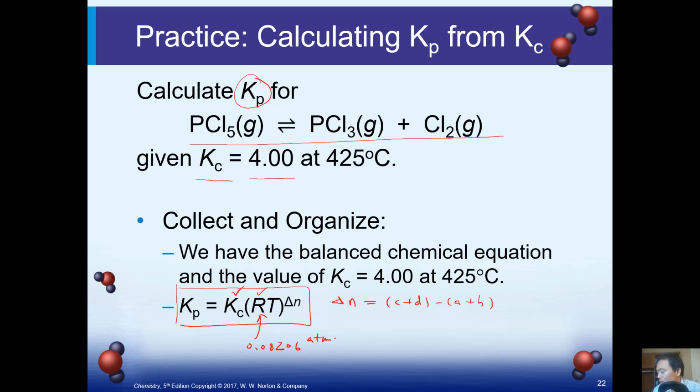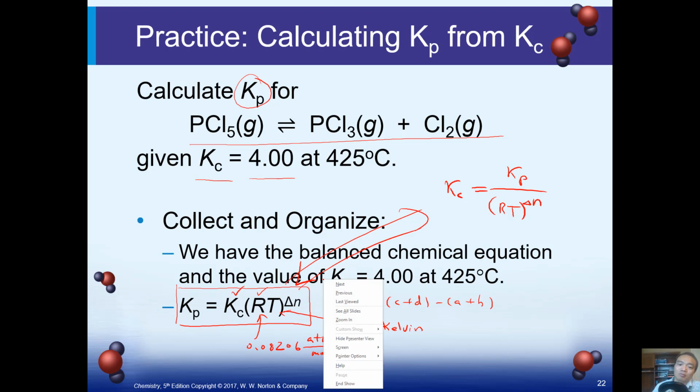If you write this, it would be 0.08206 atm liter per mole per K. Then this T must be in the Kelvin temperature scale. Another thing is, if it's Kp that's given and you want to find Kc, you can easily rewrite this. It would be Kc equals Kp times (RT) raised to negative delta n. You should be able to go back and forth with this one.